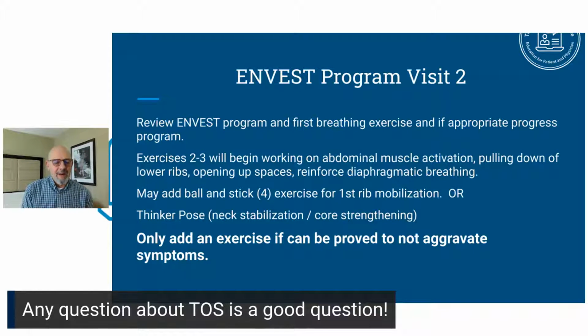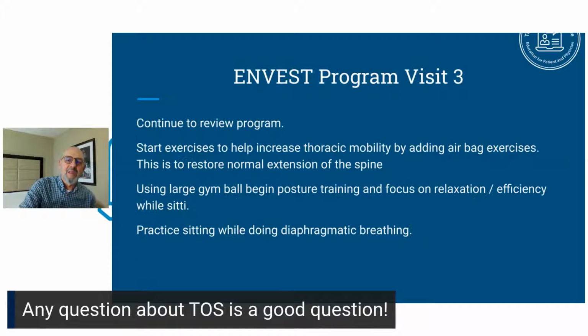You can only add an exercise if it can be proved to not aggravate your symptoms. It's not a matter of whether a person can do the exercise. They have to prove that they either see a positive objective improvement or at least no change. If you see a worsening of your symptoms, a worsening of your objective signs, you don't add the exercise. It's not that a person can't do it, it's just not helping them.